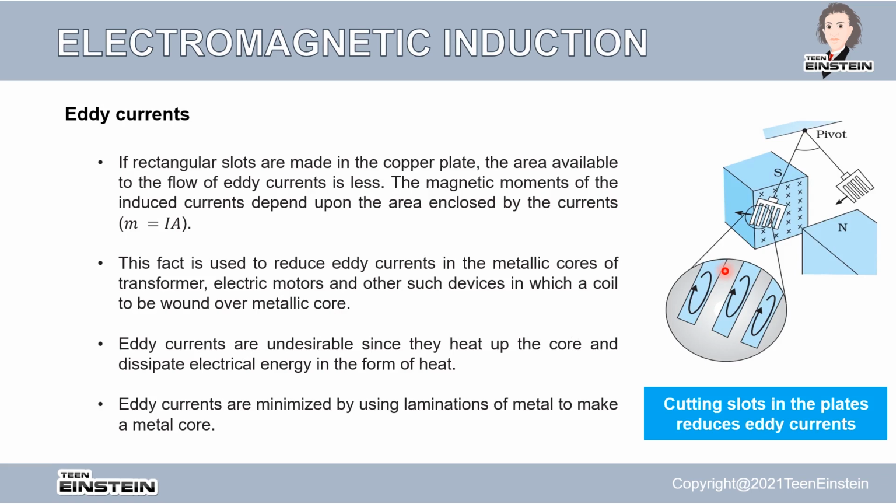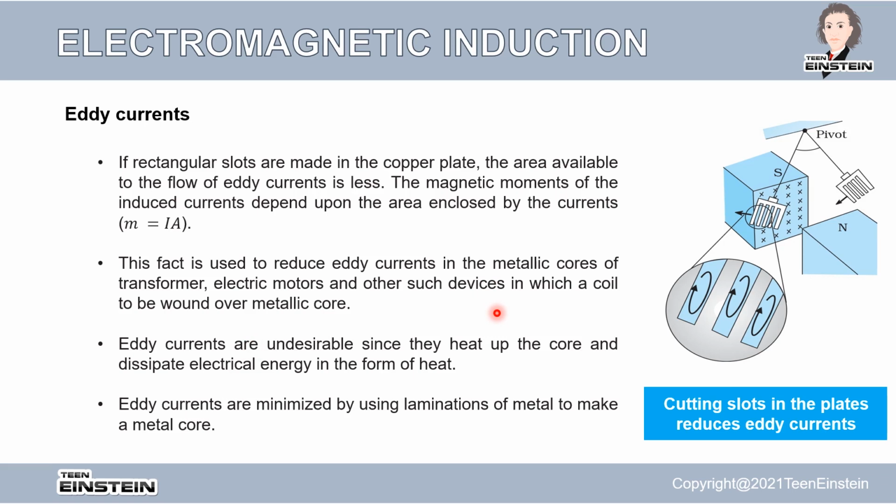Okay. And what happens if you just cut some pieces of that bulk piece and make it like this. So if rectangular slabs are made in the copper plate, the area available to the flow of eddy current is less. The magnetic moment of the induced currents depends upon the area enclosed by the currents, M equal to I a. So in this case, obviously the magnetic moment is going to be much lesser. This fact is used to reduce eddy currents in the metallic cores of transformers, electric motors and other such devices in which a coil is wound over a metallic core.